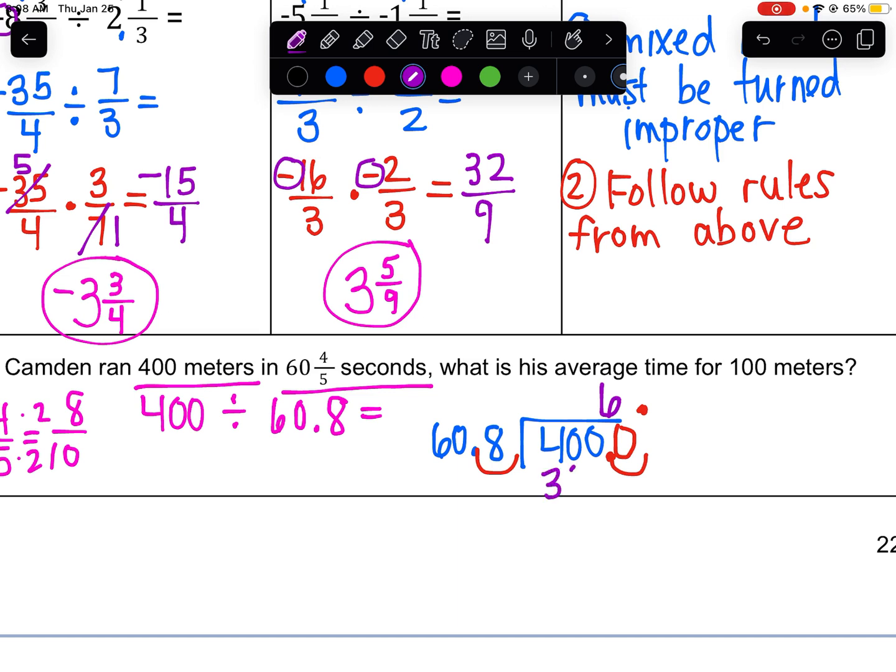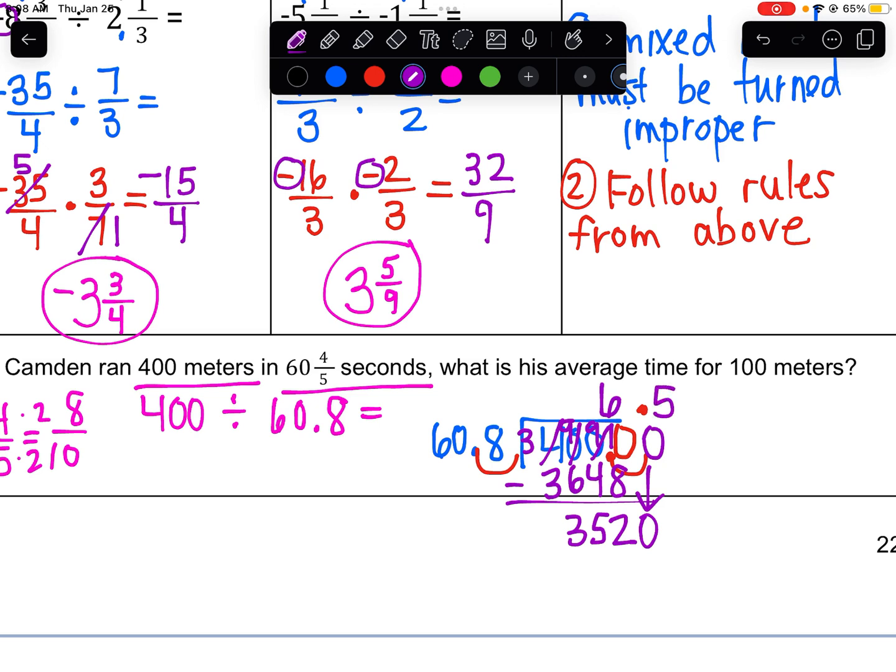608 times 6 is 3,648. And then I have to subtract those. Don't forget all your borrowing rules. When I do that, I am going all the way to the 4. I'm making some 9s and a group of 10. Leaves me 352 left over, which I should have less than I started with. And then because I have 352 left over, I'm going to bring down another 0. And I'm going to see how many times 608 can go into 3,520. So 608 goes in 5 times.